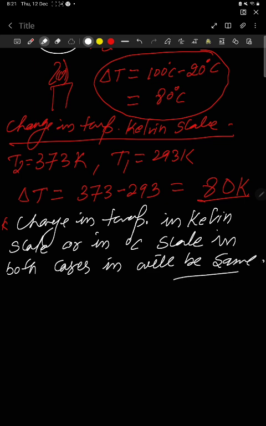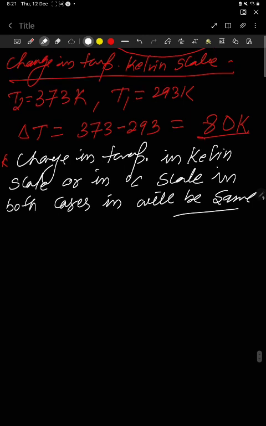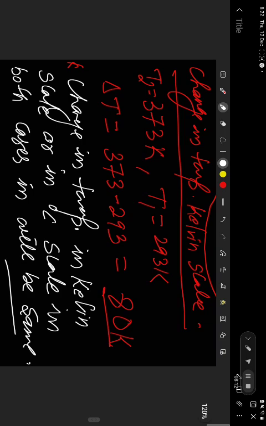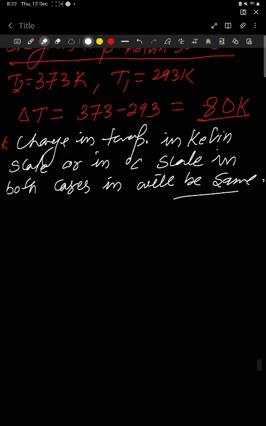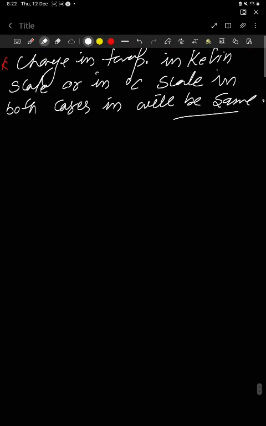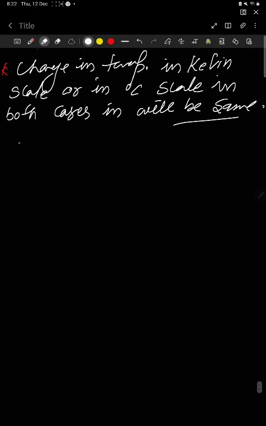Whenever in a question they give you the initial temperature and final temperature, suppose they give in degree Celsius or Kelvin, don't bother to convert it to Kelvin or degree Celsius, because if we find the change in temperature, it will always come the same. So change in temperature will be same whether you calculate it on Kelvin scale or degree Celsius scale. So this one is one concept.